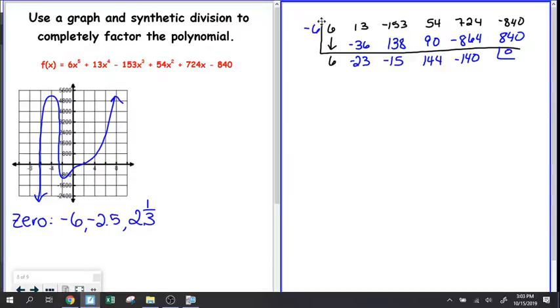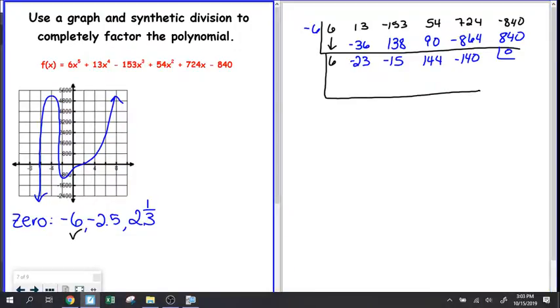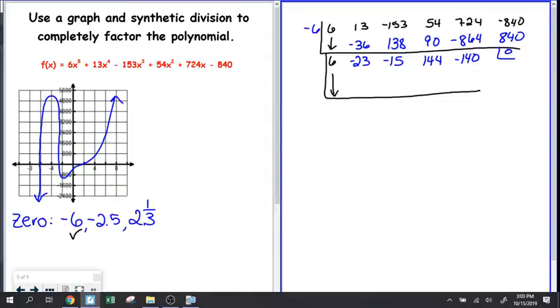But I don't know how to factor that still, so I'm going to do synthetic division again with another 0 that I have. So we've used the -6. Now I'm going to go to like -2.5. Do synthetic division again. And again, I know that I'm going to end up with 0 at the end. And if I don't, I'm going to go back and check what happened, because it should be 0. So let's say 2.5 times 6.